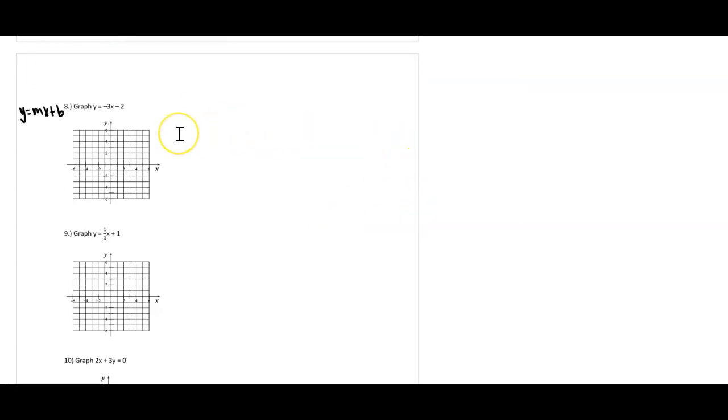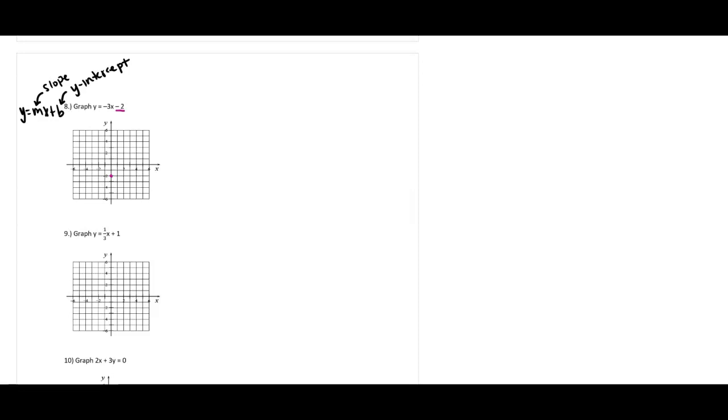All right, so when it's in this form, remember, we can easily pick out what the slope is, that's our m, and what the y-intercept is. So we like it in this form, right? Like number 8, it's already in that form. When we graph this, we start with our y-intercept, that -2. That's saying on the y-axis, we need to go down 2 places. So we'll put a point there.